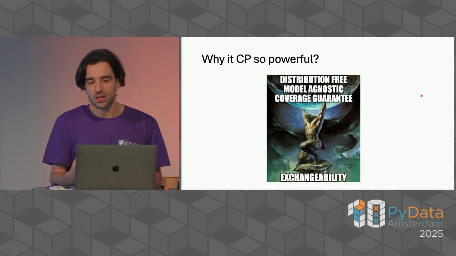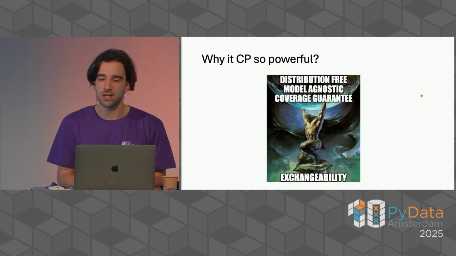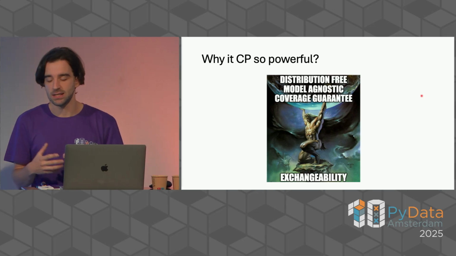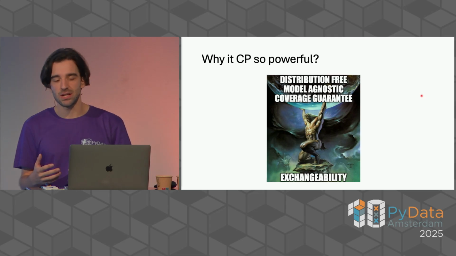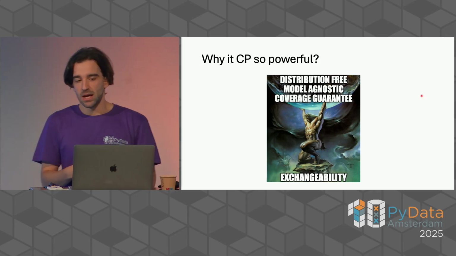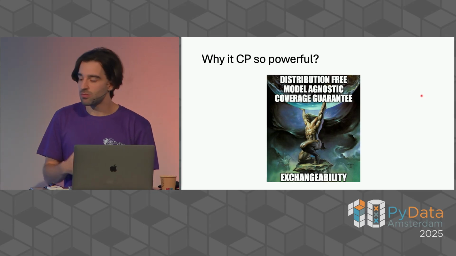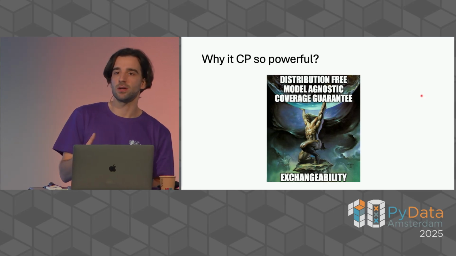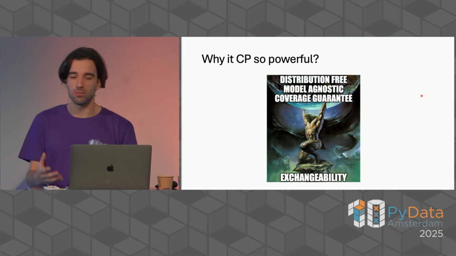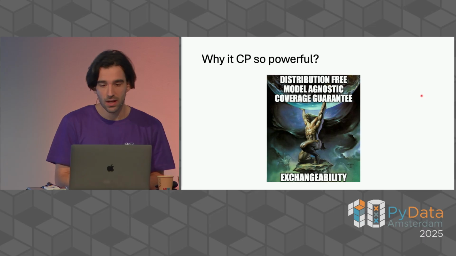So conformal prediction, as you can see, is distribution free, which means it makes no assumption about the underlying data distribution, which makes it incredibly robust for real-time data, which is messy. It's a wrapper, as I said, and by wrapper I mean that it's model agnostic. So it can work on top of any model which is out there.